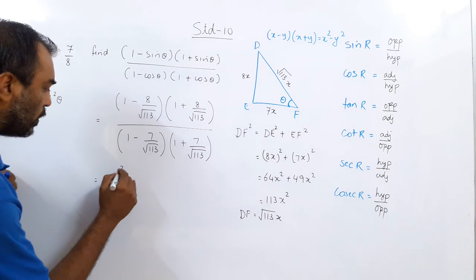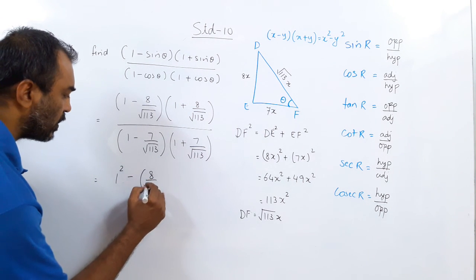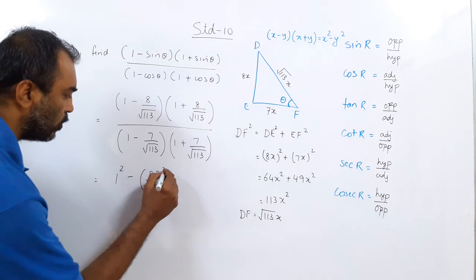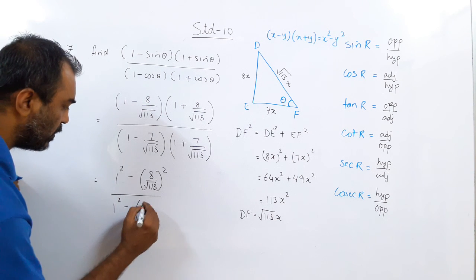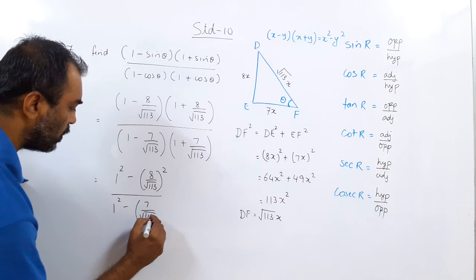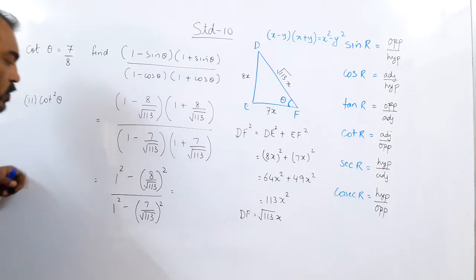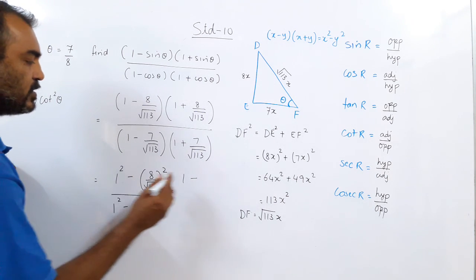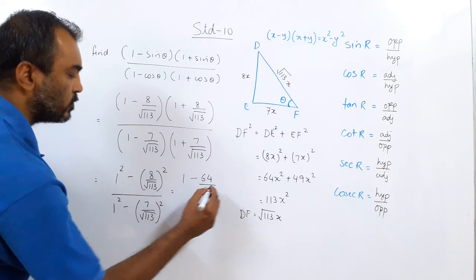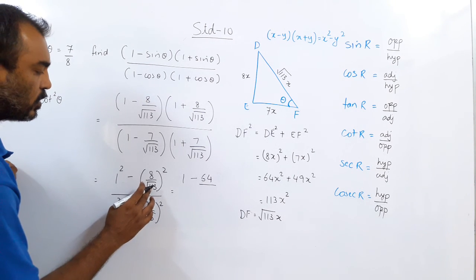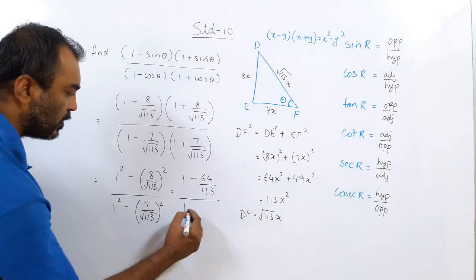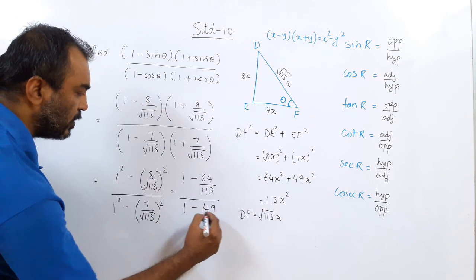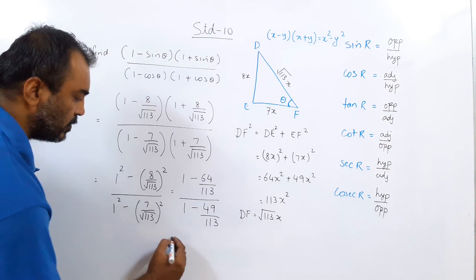So we get 1 square minus 8 upon root 113 the whole square. And below also a minus b into a plus b is 1 square minus 7 upon root 113 the whole square. So what is 1 square? 1 square is 1 minus. What is 8 square? 64. What is root 113 square? It is 113. Same way 1 square is 1, 7 square is 49, and this will be 113.